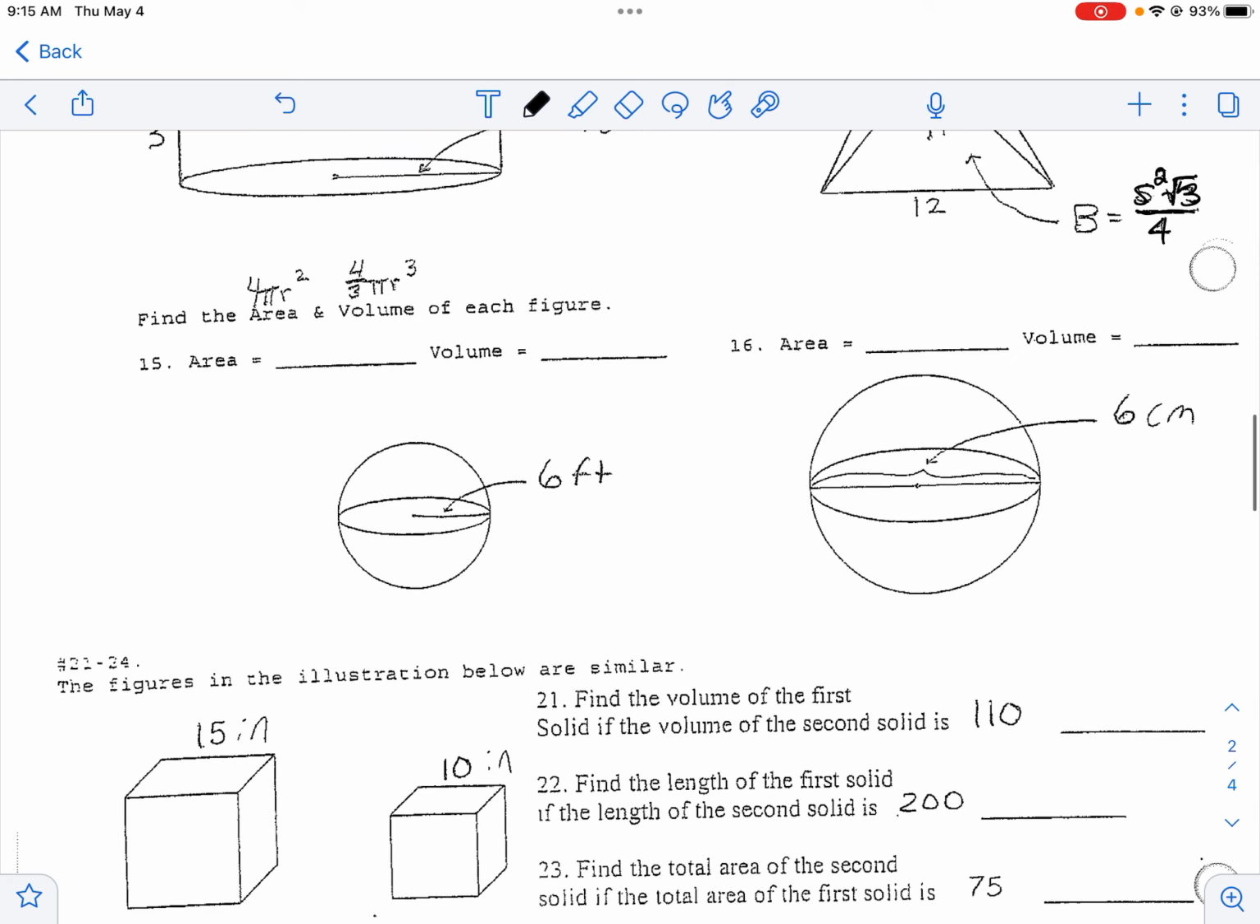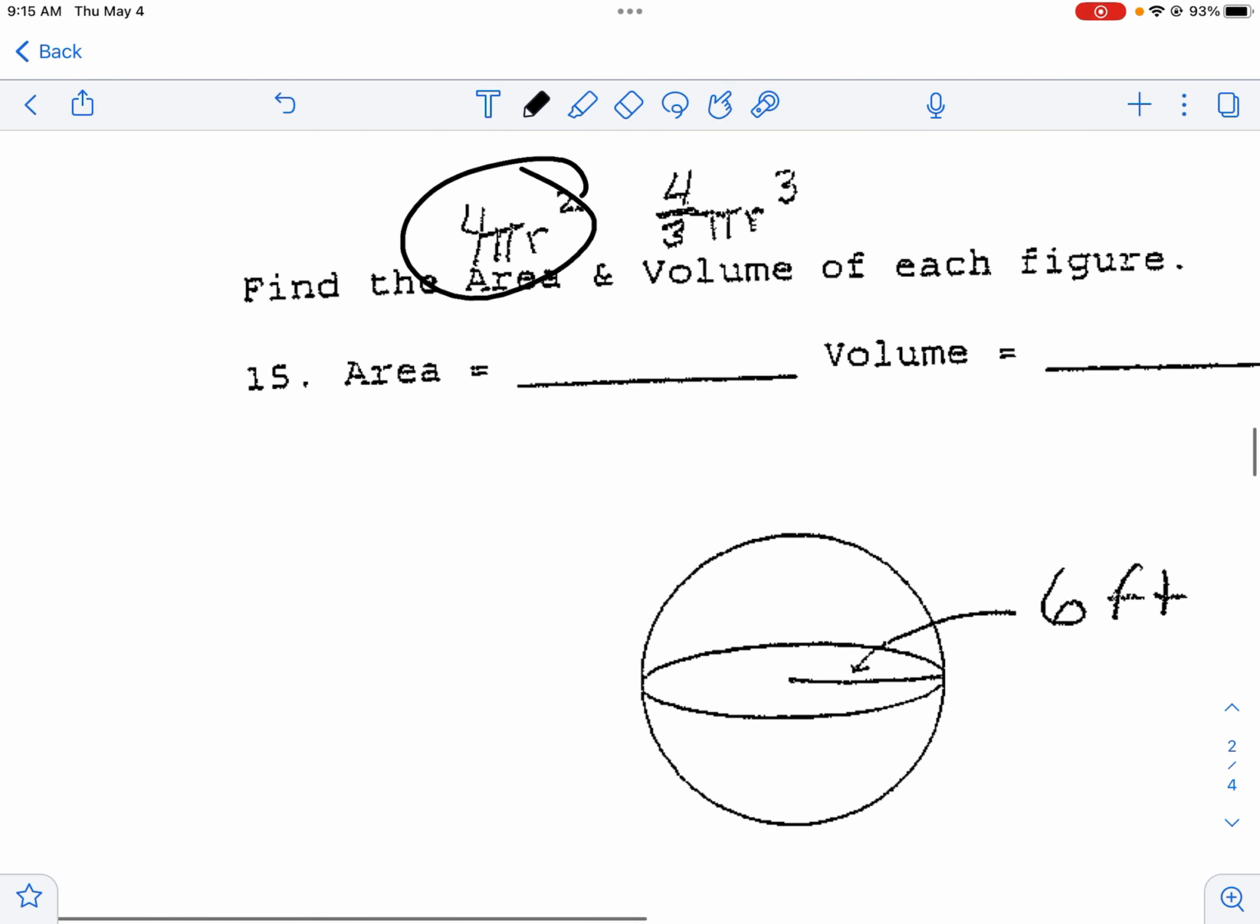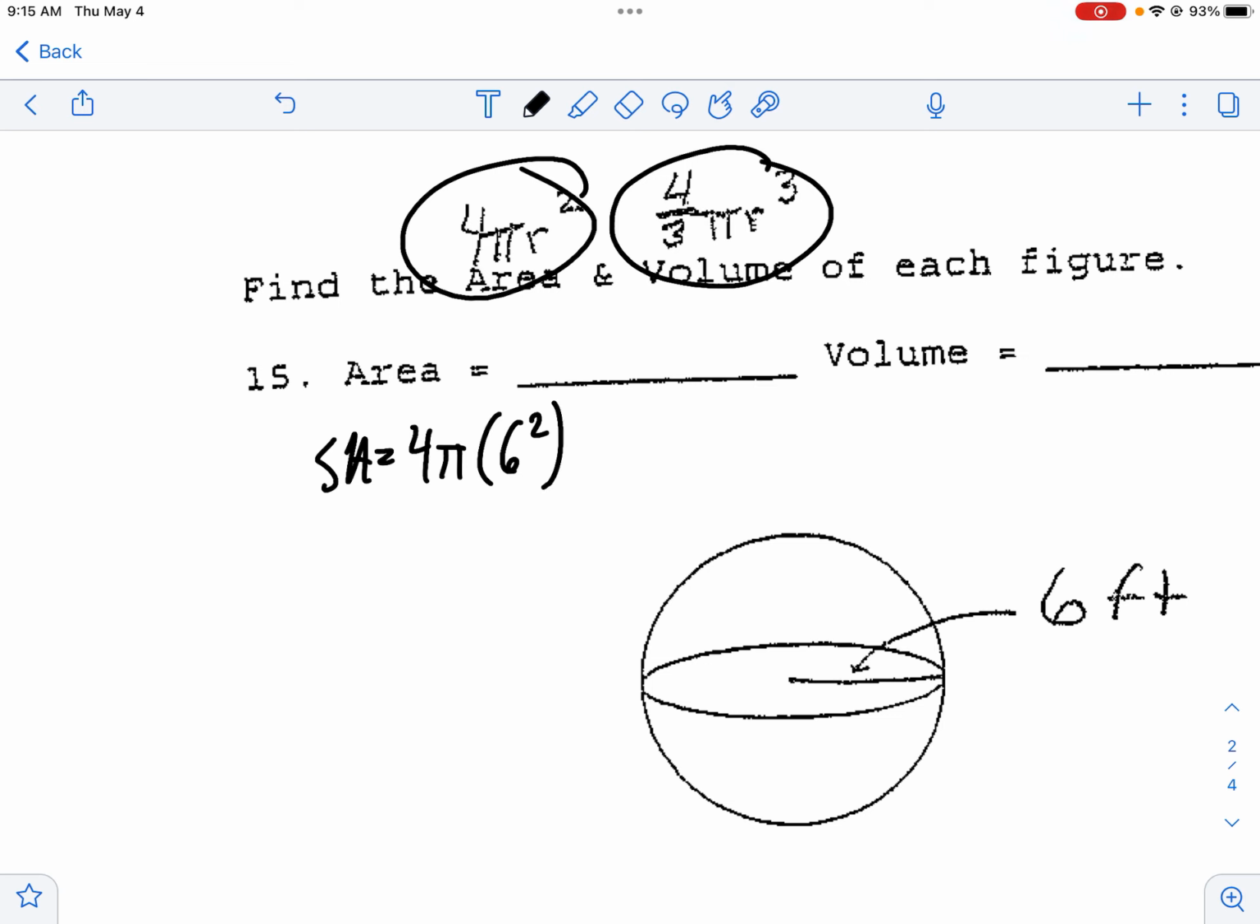Okay, last section on finding area and volume. These are spheres. So my surface area is this, my volume is this. Surface area is equal to 4 pi r squared. My radius is 6. So 6 squared times pi times 4 is 452.4 feet squared, sorry, area.